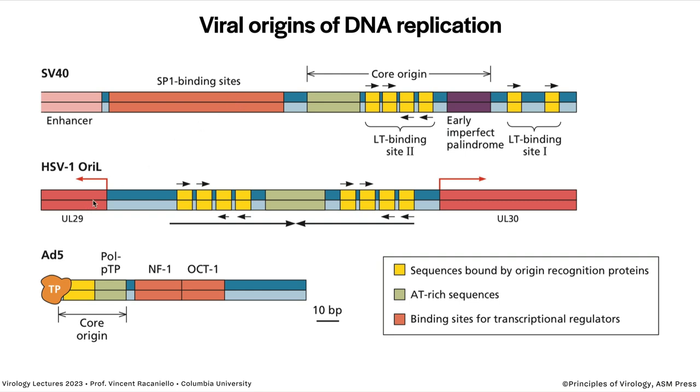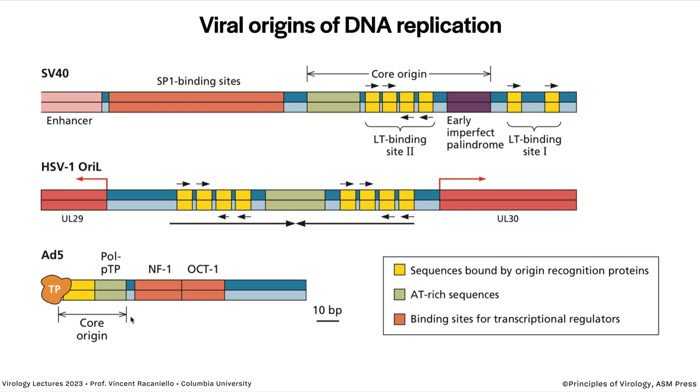Then we have the ORI-L of herpes simplex 1. Again, the core origin here, shown by these two arrows. We have binding sites for the origin recognition proteins. We have AT-rich sequences and transcriptional regulator binding sites for two promoters going in opposite directions from the origin.